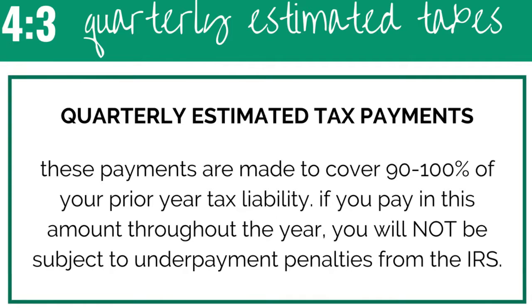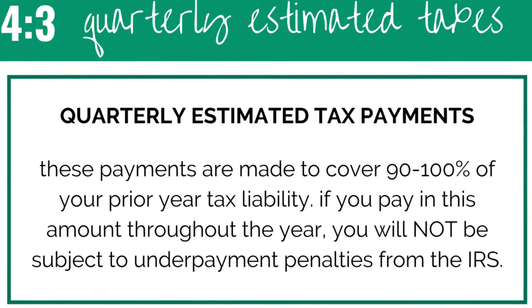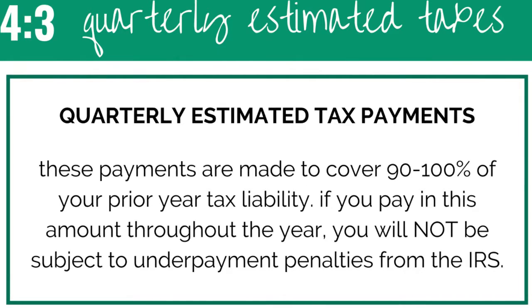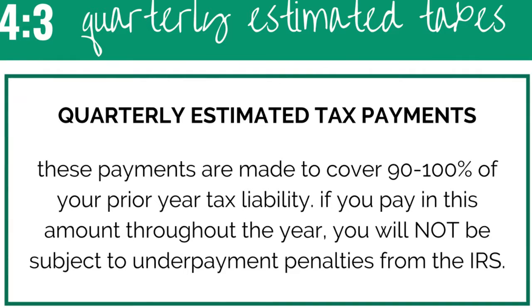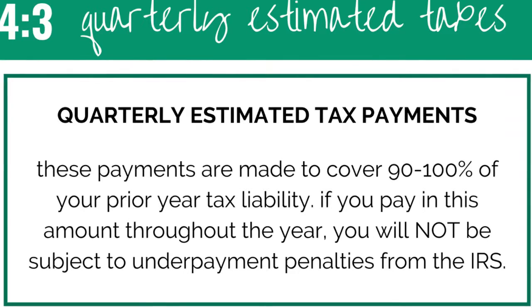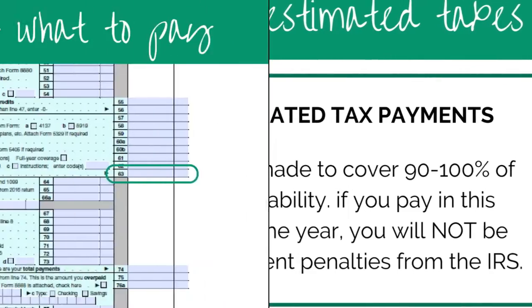Now, the rule is the IRS expects you to pay 90 to 100% of your prior year tax liability throughout the current tax year. And if you pay in this amount throughout the year, you will not be subject to underpayment penalties from the IRS. However, you may still owe in April. So this is just a way of keeping the IRS happy and avoiding underpayment penalties.